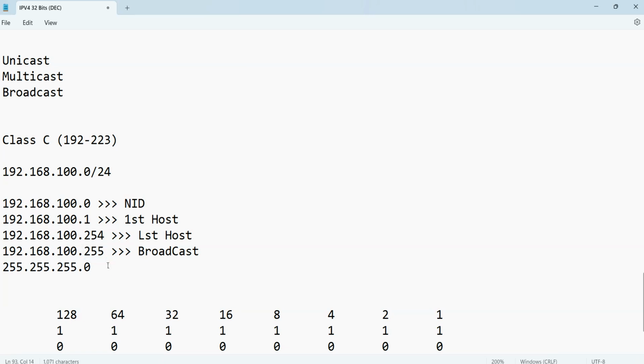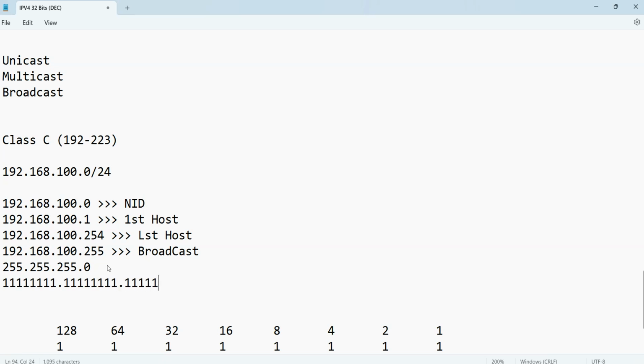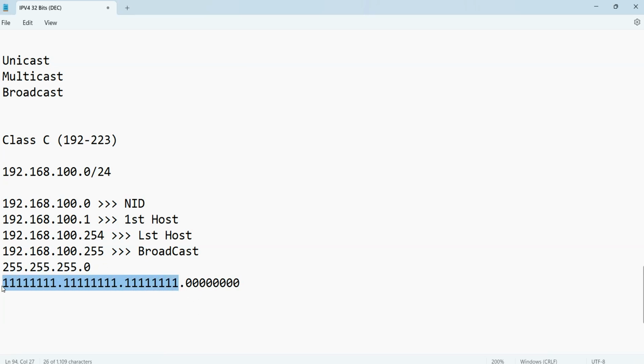In other words, what I'm trying to say is this: 1, 2, 3, 4, 5, 6, 7, 8. Okay, we know that the first 3 octets is the network.